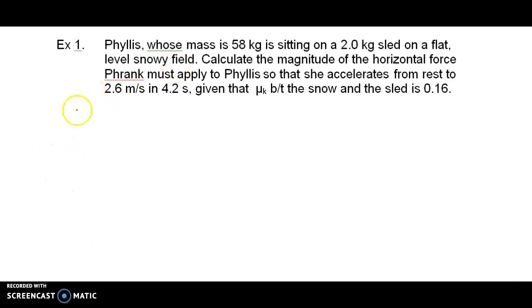So the first thing we're going to do in this question, just like we do with every question, is we're going to draw ourselves a free body diagram. So there's my free body diagram, and we know Phyllis's mass is 58.